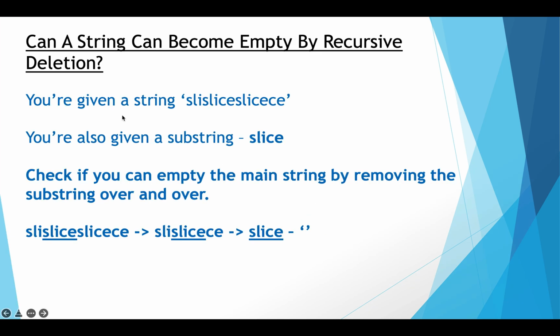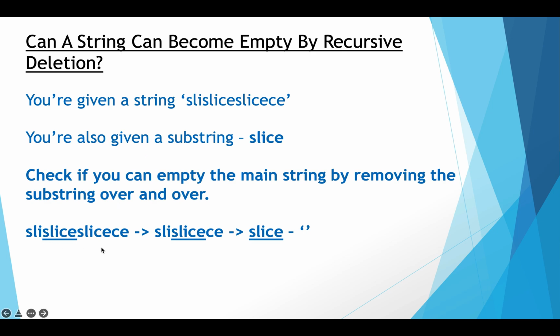So you are given a string. For this problem, I'll consider that string as this one. You are also given a substring, and that substring is this one, slice. Your task is to code a program in Python that checks whether the main string, that is this one, can become empty by removing the substring, which is this one, over and over. The condition is that the substring appears only once at a time.